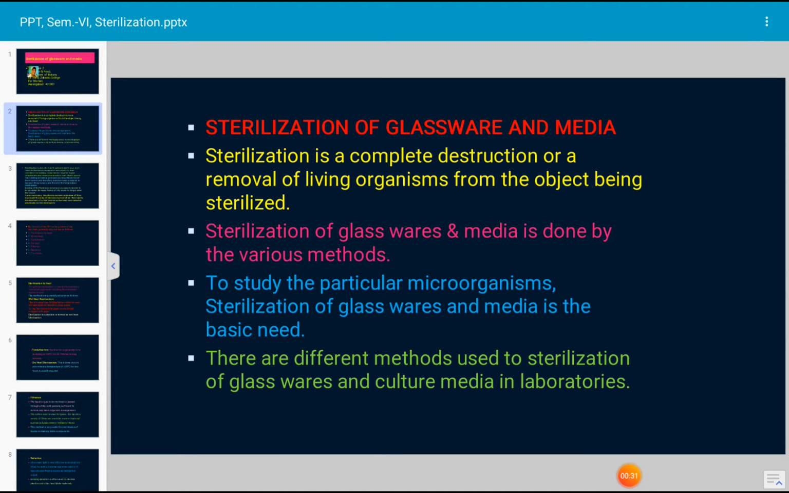Sterilization is a complete destruction or removal of living organisms from the object being sterilized. Sterilization of glassware and media is done by various methods. To study particular organisms, sterilization of glassware and media is a basic need. There are different methods used for sterilization of glassware and culture media in the laboratories of plant pathology.